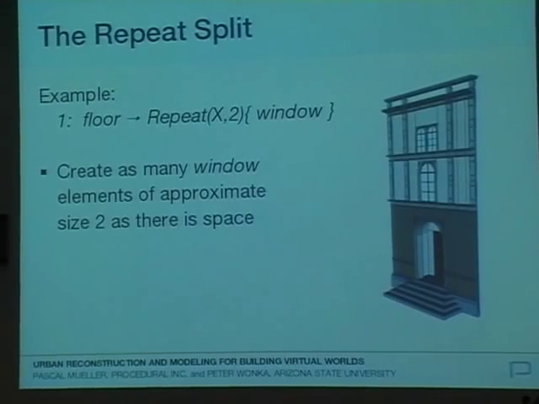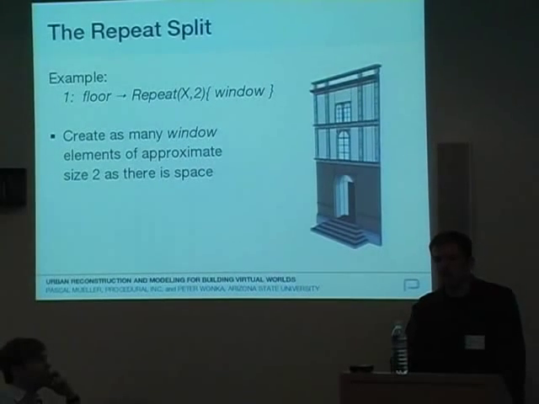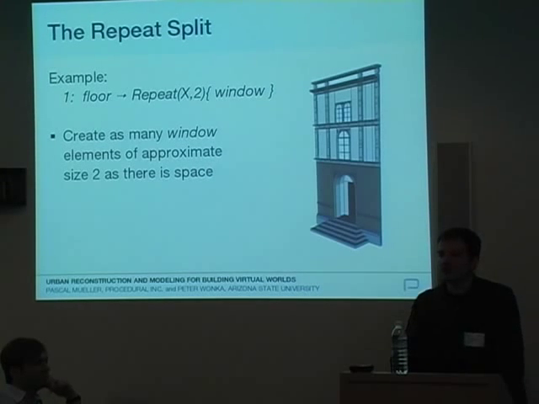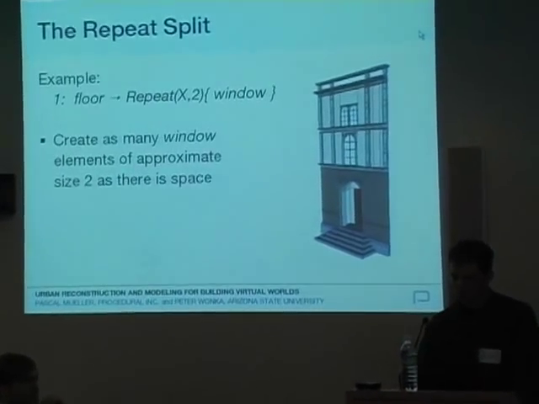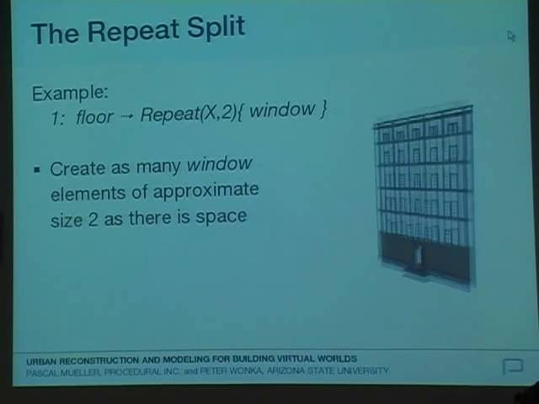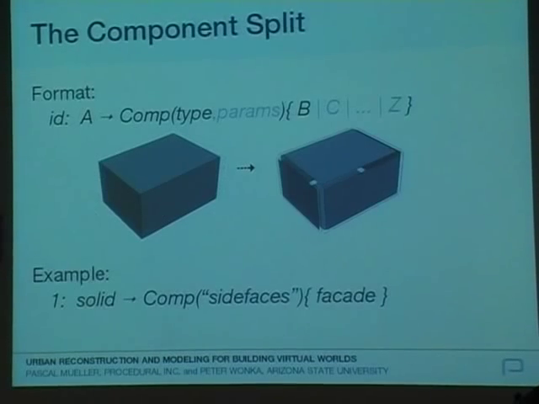Another split that you see here is something more along the lines of repeating elements. This type of split would say something like, okay, you have a floor maybe, now place as many windows as there is space, and each window should be size 2 approximately. So let's hopefully see how that looks. You have this one type of rule, it's not only this one up there. You see how this would work out and how the designs that we go after are size independent, so they can be applied to a larger range of facades.